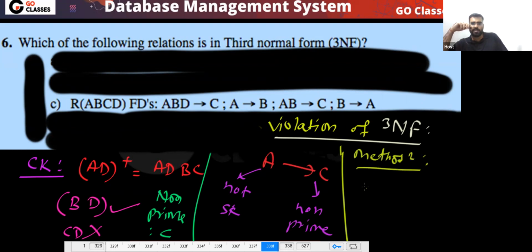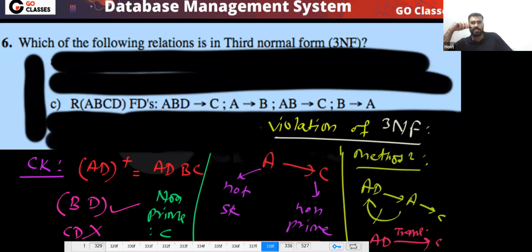Where is the transitive dependency? I can say that AD can determine A, and it can determine C. So you can notice this is a transitive dependency. You can notice that AD is transitively determining C. Okay, so this is the transitive dependency.